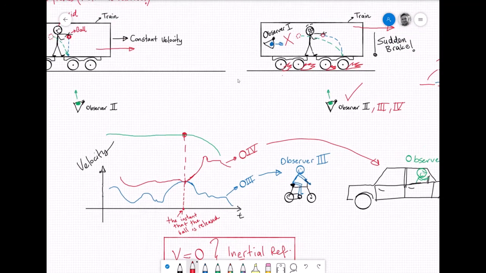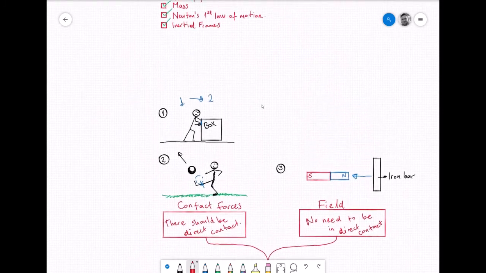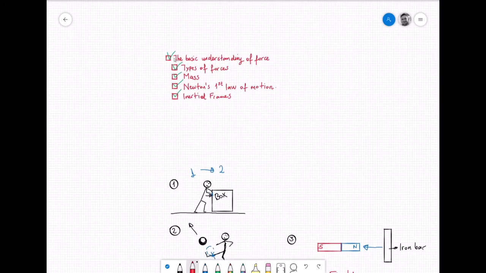So in this video we have covered the basic understanding of force, types of forces, and mass, and Newton's first law of motion, and inertial reference frames. That's all for this video.